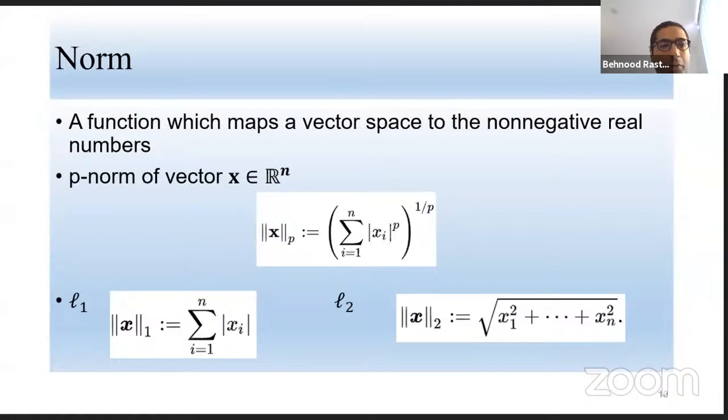Just briefly reminding everyone about the definition of norm before moving forward. A norm is a function which maps a vector space to the non-negative real numbers, and this is the definition of the p-norm. L1 and L2 are the most common ones that we usually use a lot. L1 is basically the summation of absolute values, and the L2 norm is the square root of the summation of the squared values of your vector.